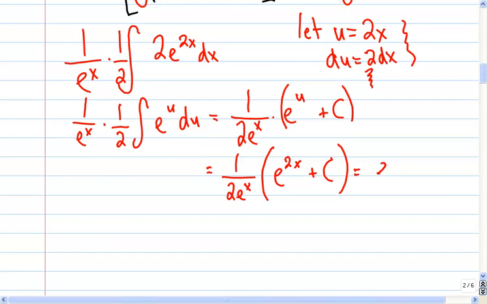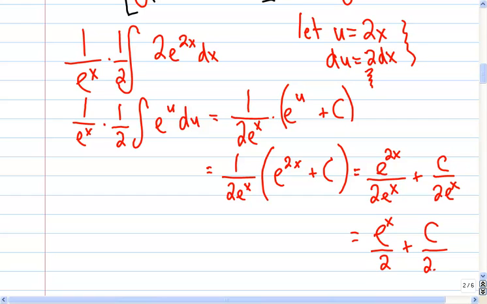Okay, and so we can finish this off. This will be e to the 2x over 2 e to the x plus c over 2 e to the x. So exponent laws here will give me e to the x divided by 2 plus c over 2 e to the x.